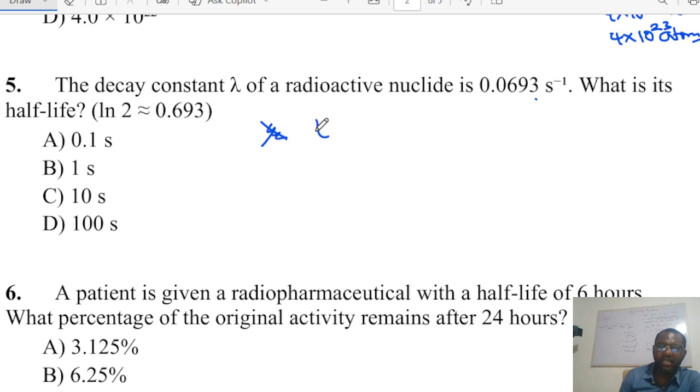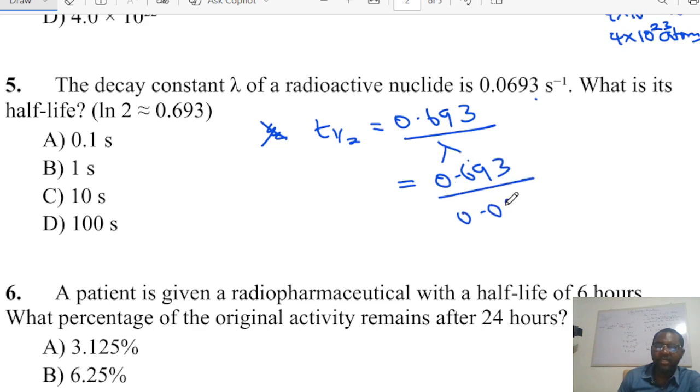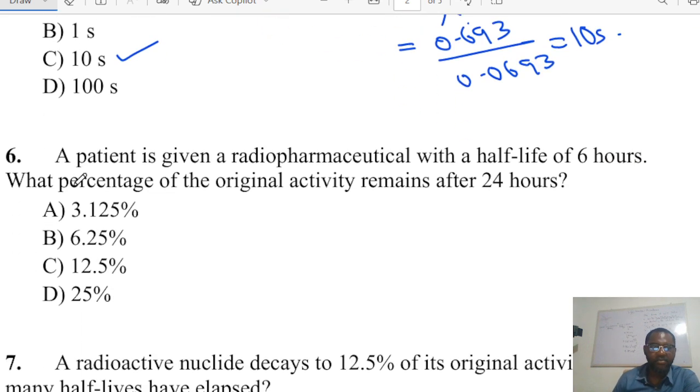There's a relationship between half-life and decay constant. Half-life is 0.693 divided by the decay constant. So that means this is going to be 0.693 divided by 0.0693. This is going to be equal to 10 seconds. So C is the answer to that question.